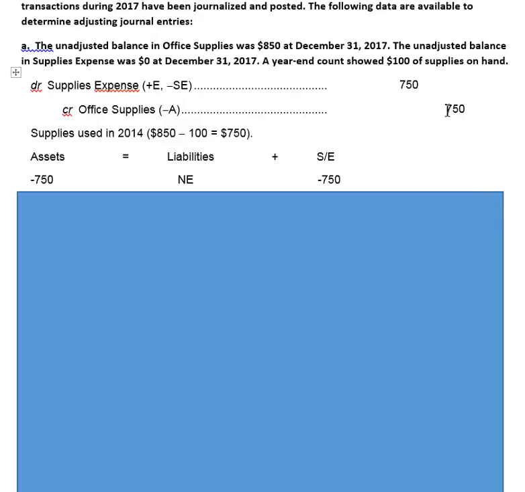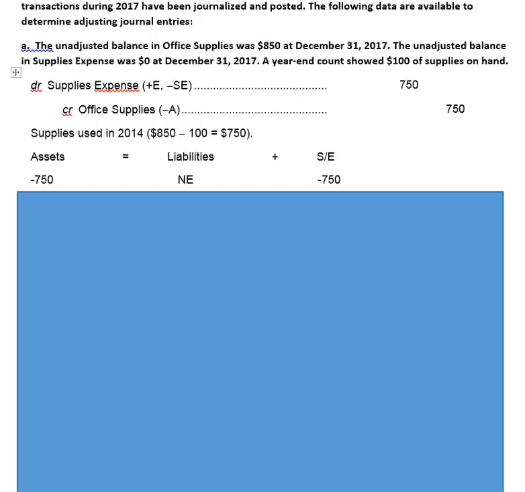So now, once we post the entry, we're going to have a balance in office supplies. It started at $850. We reduced it by $750. We're going to have 100 left, which is what we said we should have, right? And then what we're going to show as a supplies expense, or an expense in the income statement, is $750, to show how much of that $850 we've actually used up.